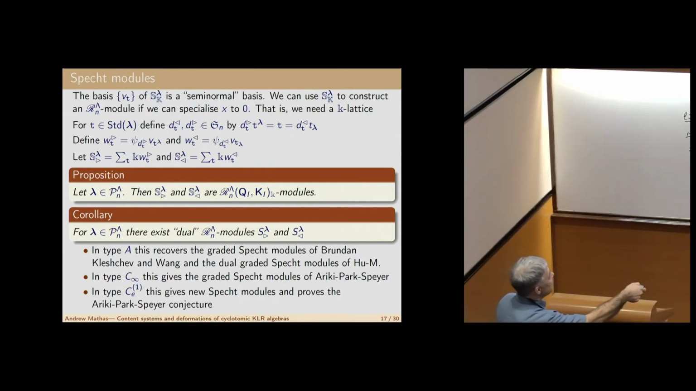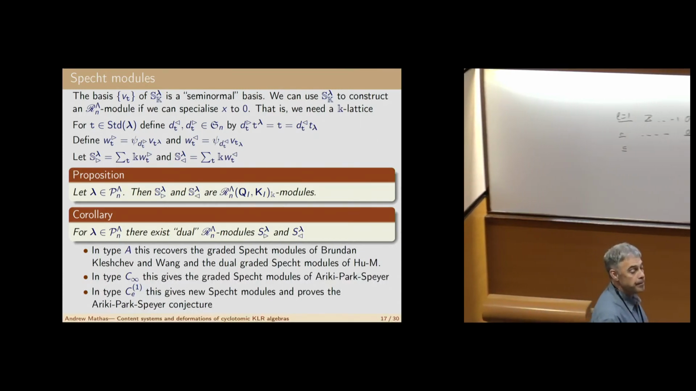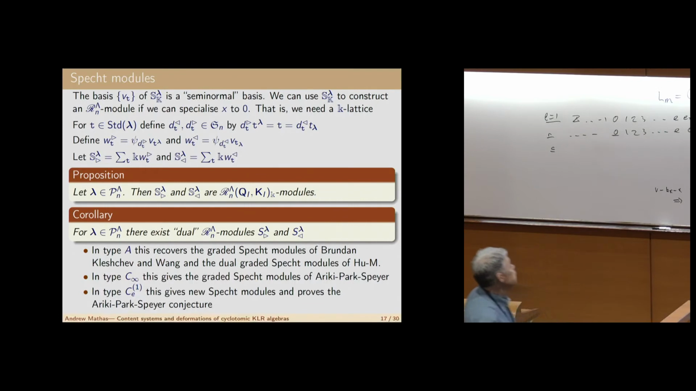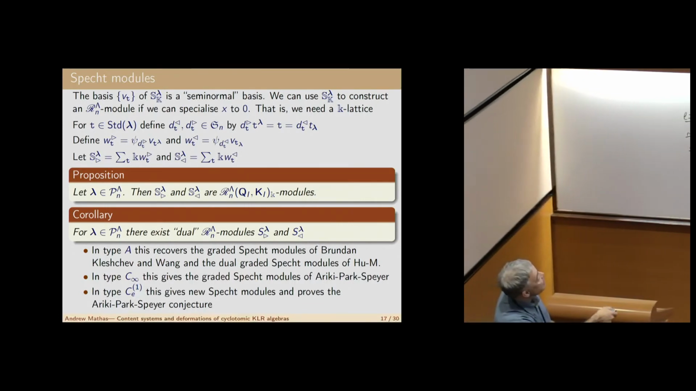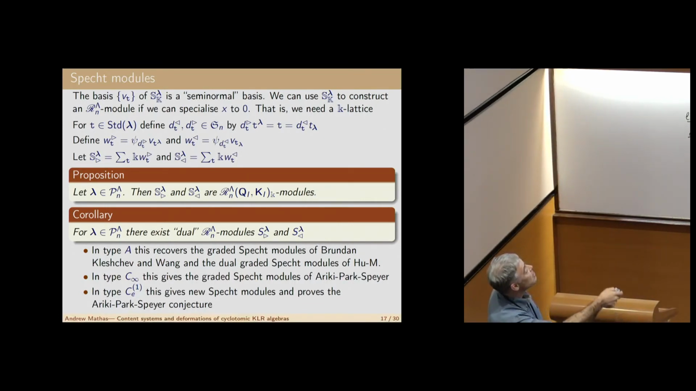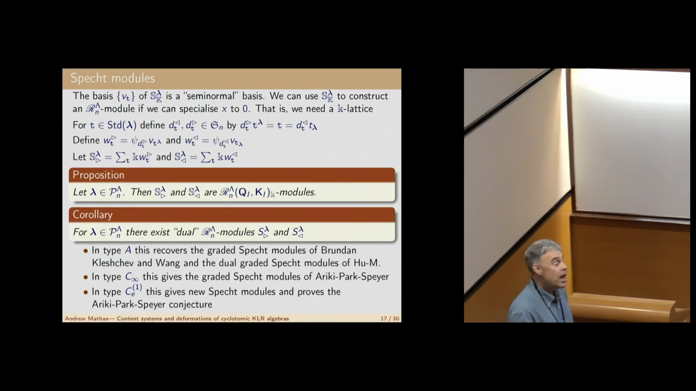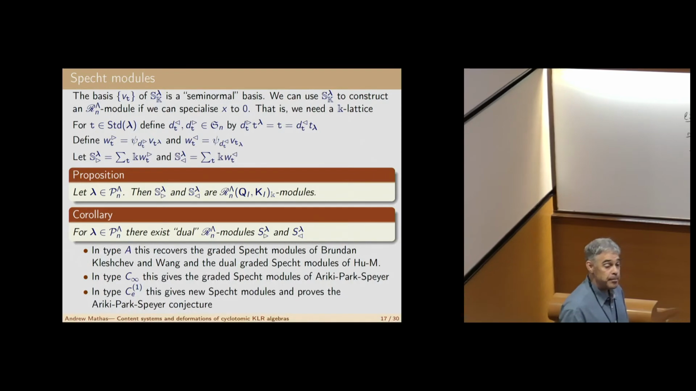If we go to affine type C, these are the Specht modules that Ariki, Park, and Speyer conjectured should work. And of course, when I say that this recovers it, what I really mean is we take these Specht modules which are defined over, say, Z[x], and now we specialize x to 0. That will give us modules now defined over Z, and we're happy.